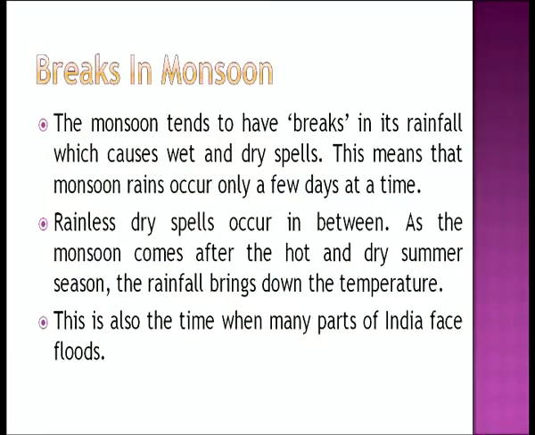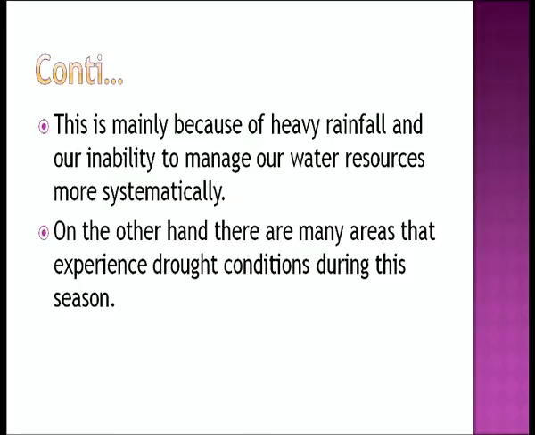The monsoon tends to have breaks in its rainfall which causes wet and dry spells. This means that monsoon rains occur only a few days at a time. Rainless dry spells occur in between. As the monsoon comes after the hot and dry summer season, the rainfall brings down the temperature. This is also the time when many parts of India face floods. This is mainly because of heavy rainfall and our inability to manage our water resources more systematically. On the other hand, there are many areas that experience drought conditions during this season.